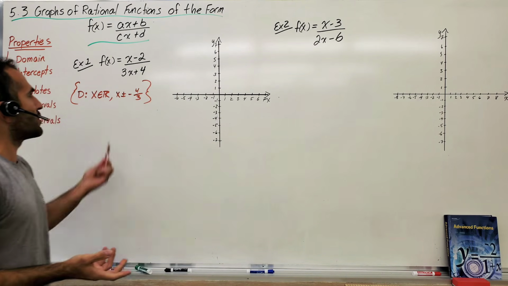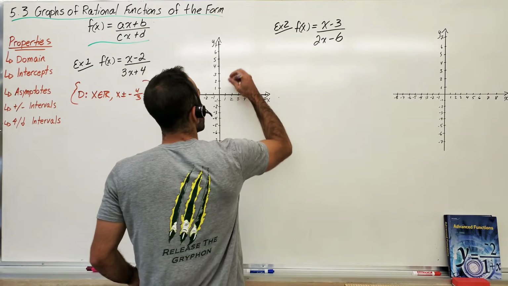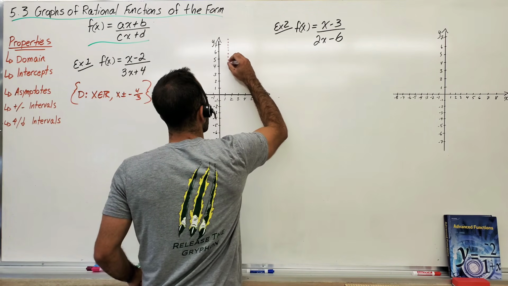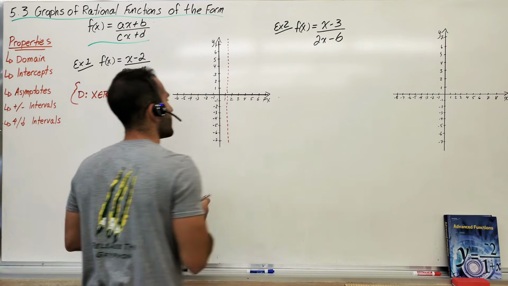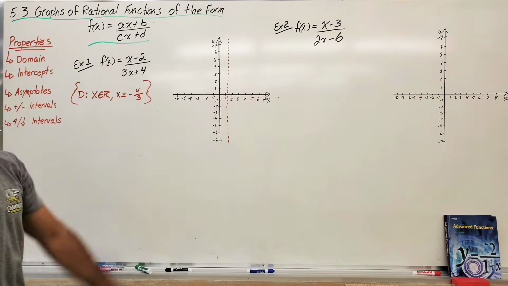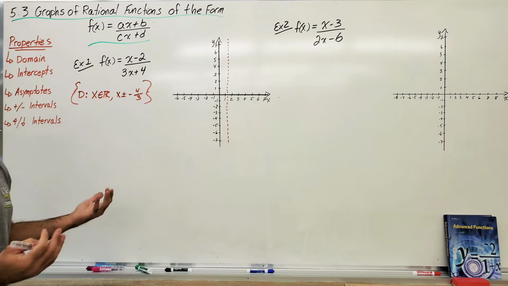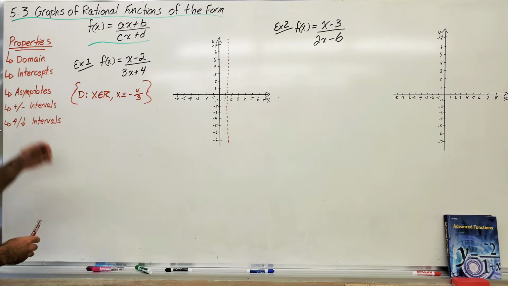So now I know I have a vertical asymptote at negative 4 over 3. At negative 4 over 3, I have a vertical asymptote. I know that my graph cannot touch that dotted line. Awesome. That's a very important piece of information. Next, intercepts.